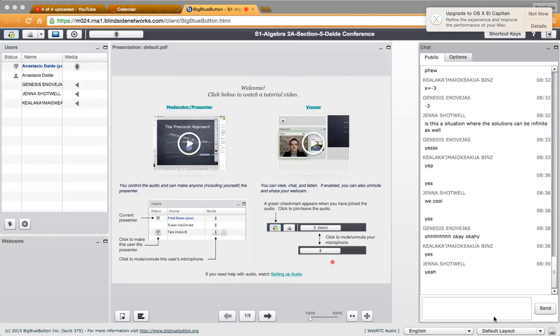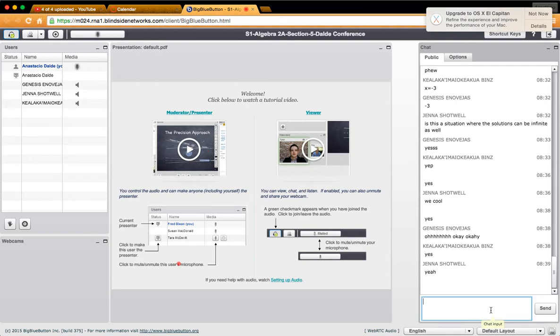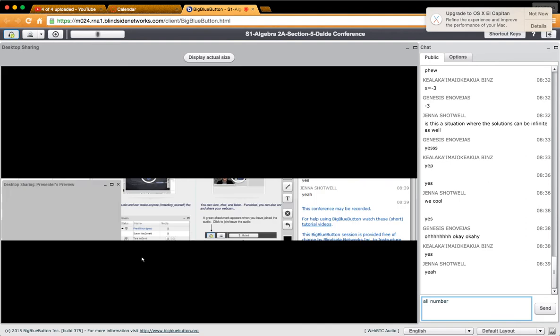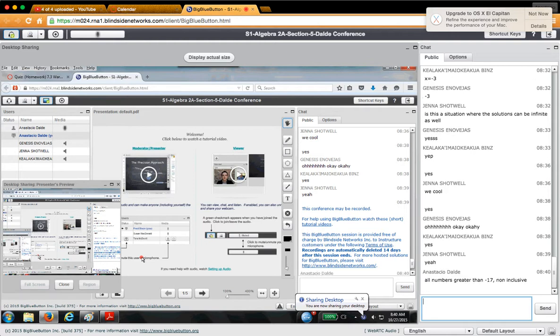All right, let's see. How would I input all numbers that are greater than negative 17 non-inclusive? Can you guys chat this one to me and see if you guys agree? And it looks to me like my screen share crashed. I'm going to redo it. But here's my question: how would you do all numbers greater than negative 17 non-inclusive? Try that one on for size.